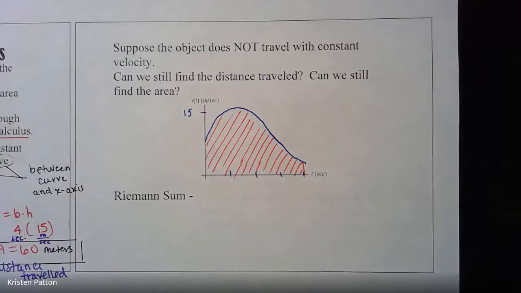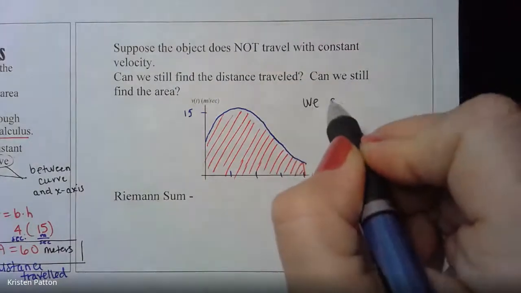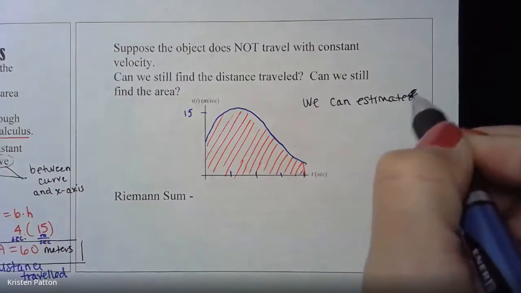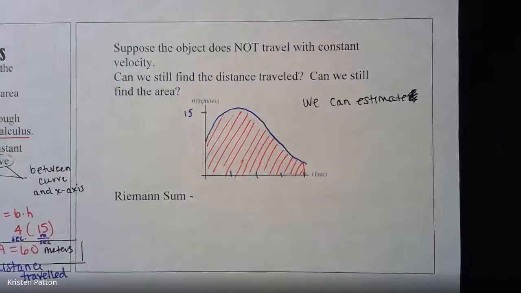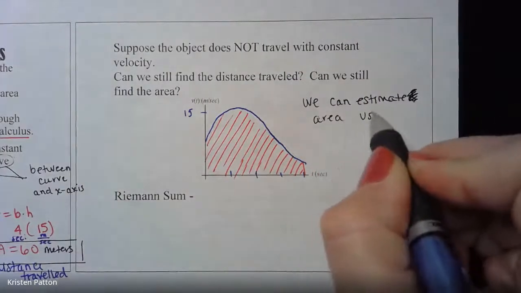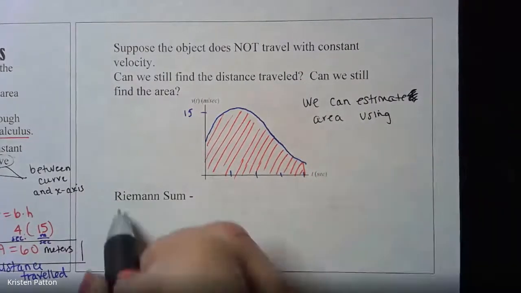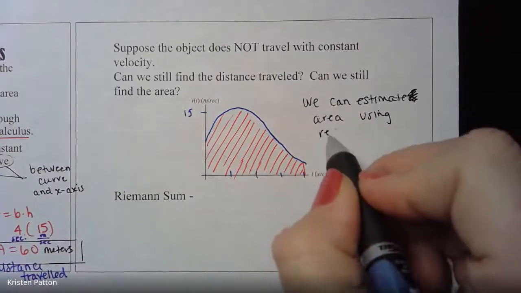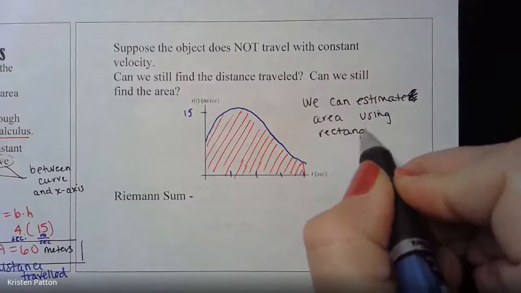Well, guess what? We did this last year. We estimated the area under the curve. We can estimate by using a bunch of rectangles. And as soon as we start doing this, it's going to come back to you, I promise. So we can estimate the area using what we call a Riemann sum. I'll come down there and define that. But we said we can estimate it by using a bunch of rectangles.